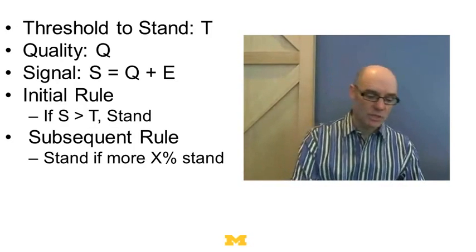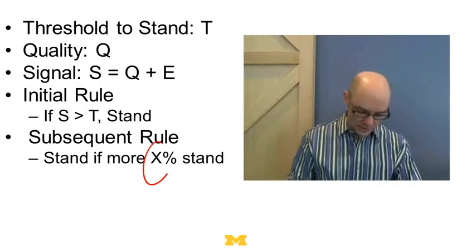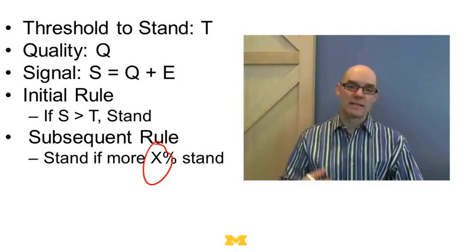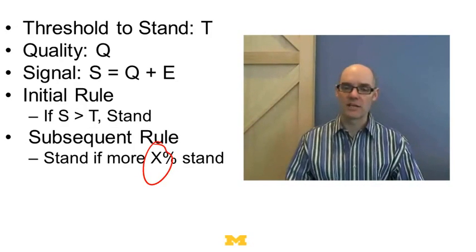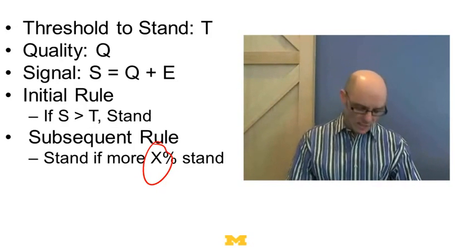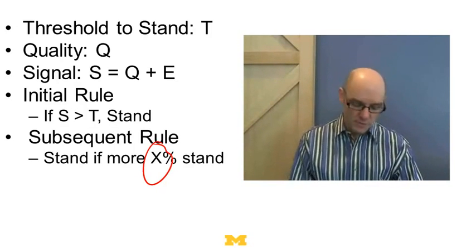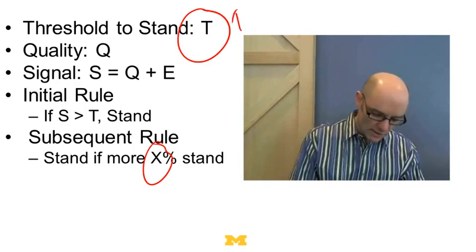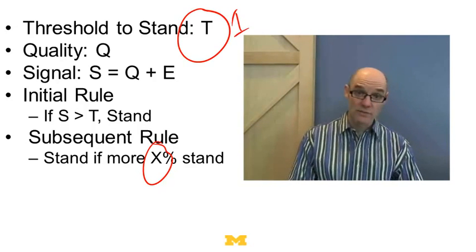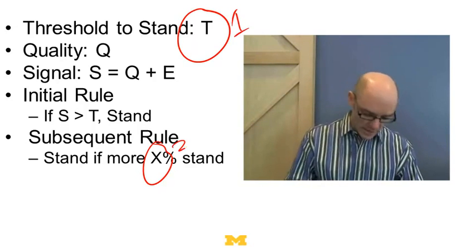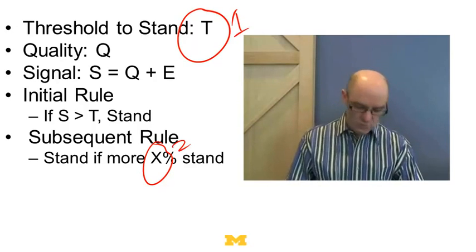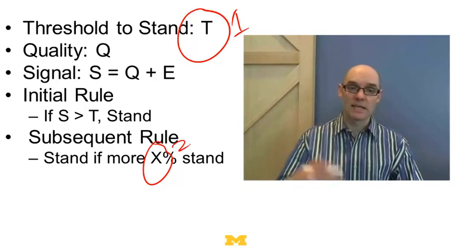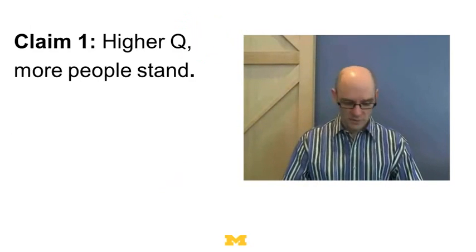So what you can assume is that you've got some sort of threshold X, right, that says if 10% of people are standing, I'll stand, or maybe if 30% of people are standing, I'll stand, and that also affects your behavior. So the rule really depends on just two things. One, your initial threshold for quality, and two, this second threshold for how many other people have to be standing for you to continue to stand. Okay, so that's the model.